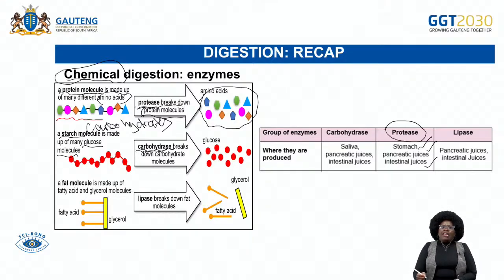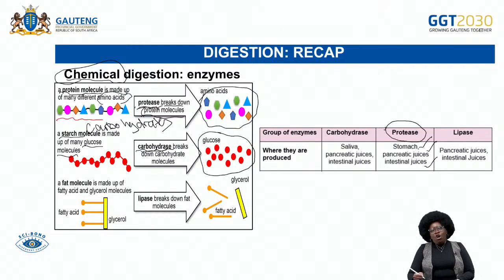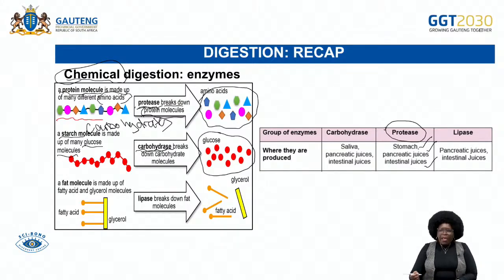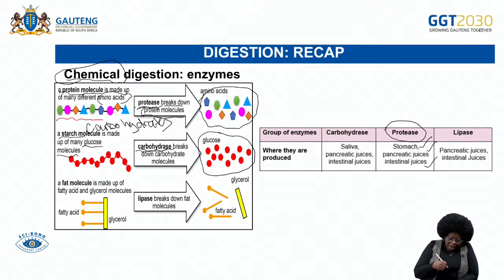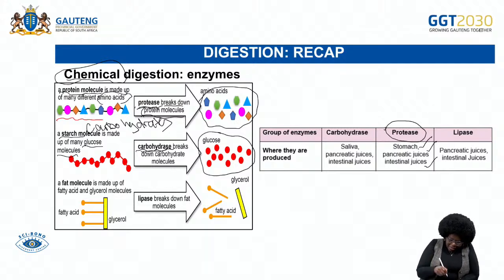What is the function? It breaks down carbohydrate molecules. Just look at the end product. When carbohydrates are broken down, they result in glucose. This is the simpler form of our carbohydrate digestion. Can we check as well where we get these enzymes? In which parts of the human digestive system do we have the secretions of these enzymes?